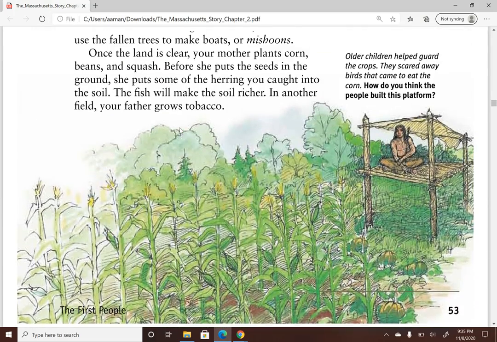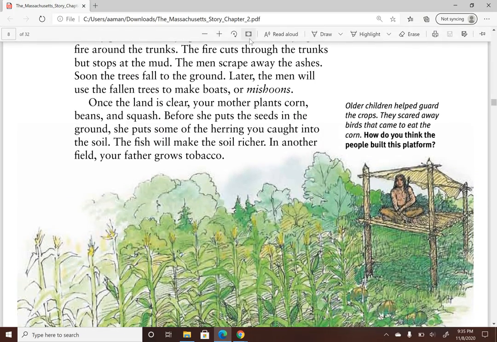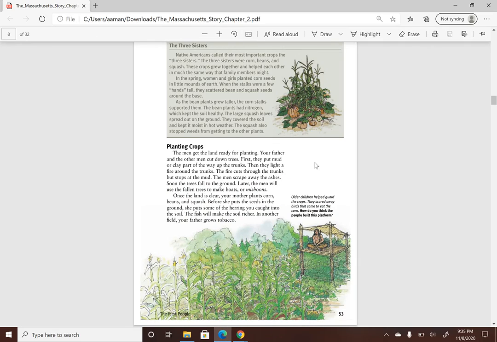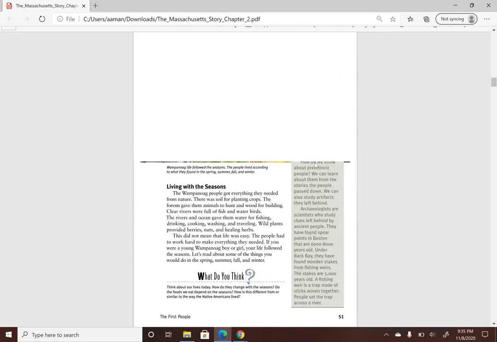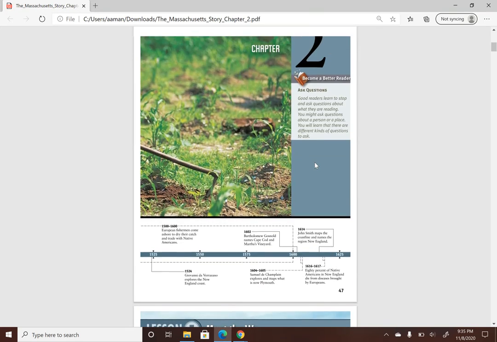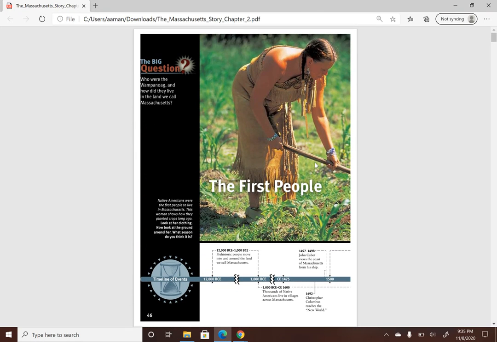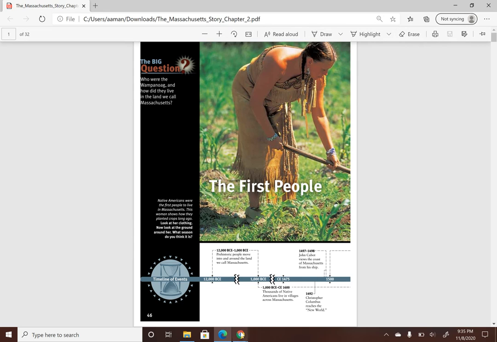Okay, so that's all we're going to read today of chapter 2. I think we're on our way to answering our key question of the chapter, which was, who are the Wampanoag and how did they live in the land we call Massachusetts? We will learn more later this week.